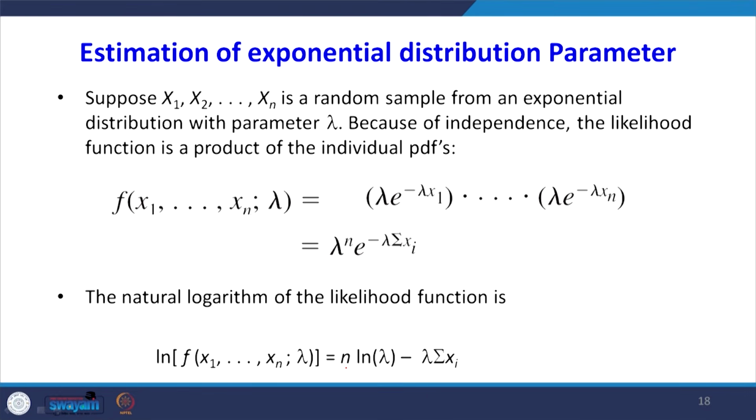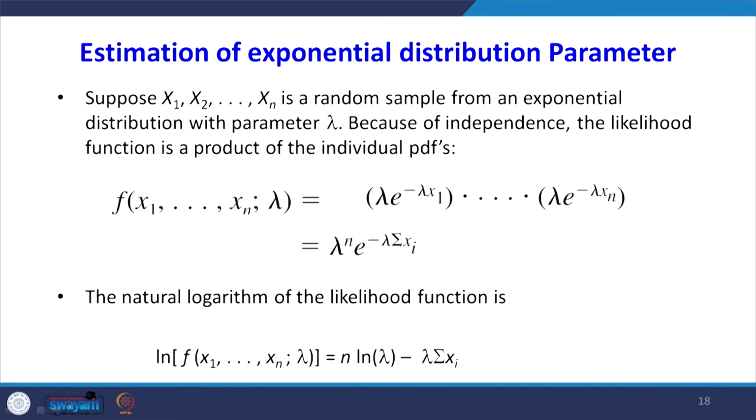Now, we will go for another distribution, that is estimation of the exponential distribution parameter. Suppose x1, x2, ..., xn is a random sample from an exponential distribution with the parameter lambda. Because of independence, the likelihood function is the product of individual PDFs. Here also, lambda e to the power minus lambda x1, times lambda e to the power minus lambda x2, up to lambda e to the power minus lambda xn.